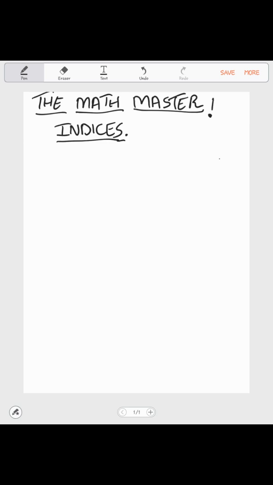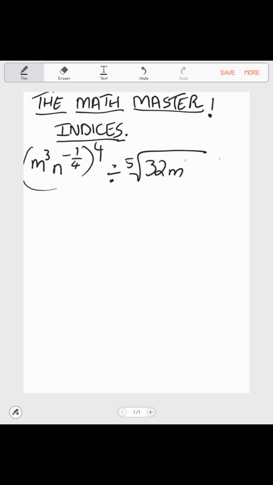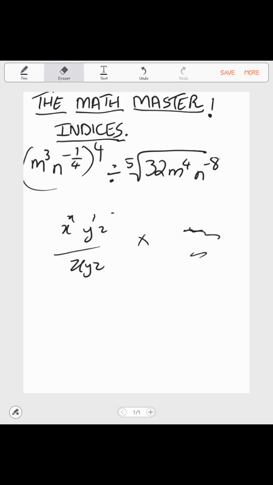Now we move on to the advanced questions. And what do I mean by the advanced questions? Let me give you an example. m cube n to the power of minus 4, whole power 4, divided by the fifth root of 32 m to the power of 4 n to the power minus 8. This is the advanced question. Now you can also get an advanced question like xyz over xyz power xyz multiplied by or divided by power xyz.